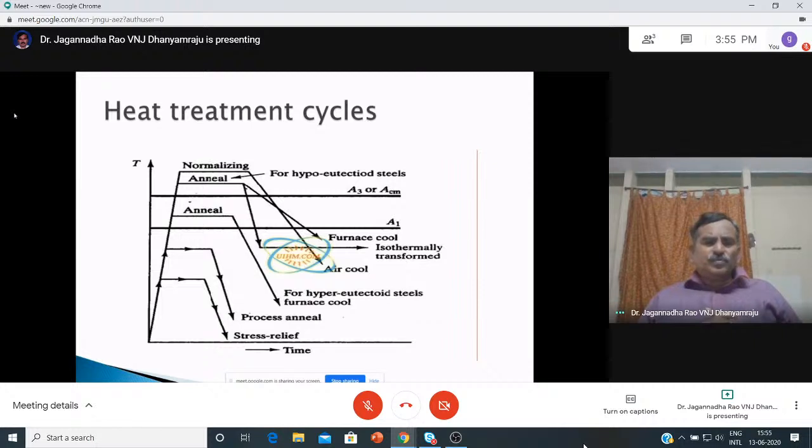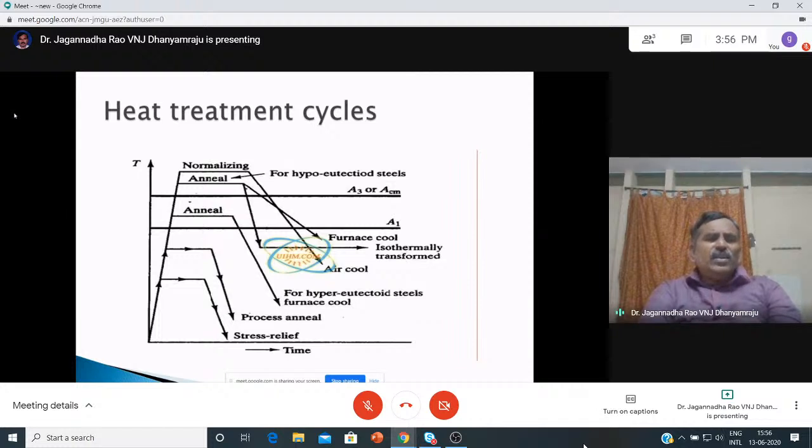And then for hypereutectoid steel, the annealing temperature is less than that of hypoeutectoid steel. And you see the other curve, anneal, below the anneal. And again here also it is heated slowly to the annealing temperature, and again soaked at the annealing temperature, and then furnace cooled. And this is the treatment that is given for hypereutectoid steels.